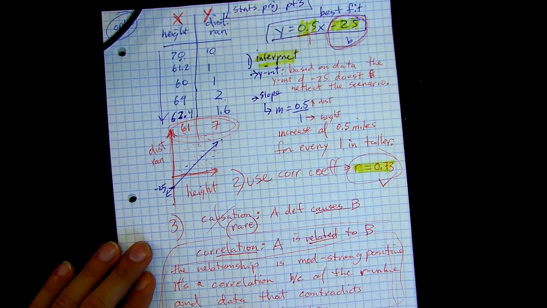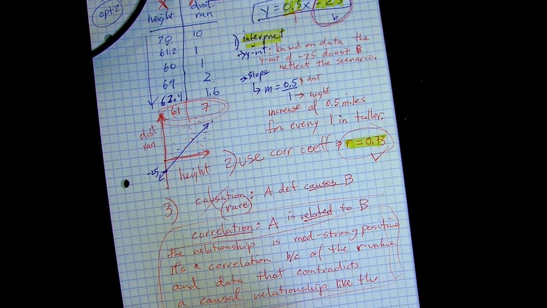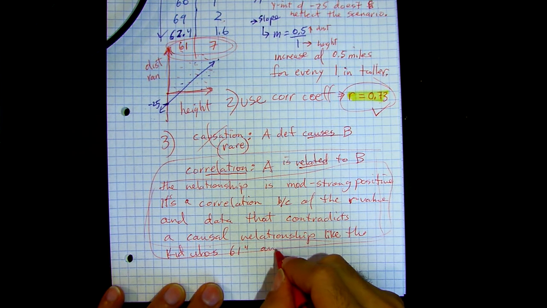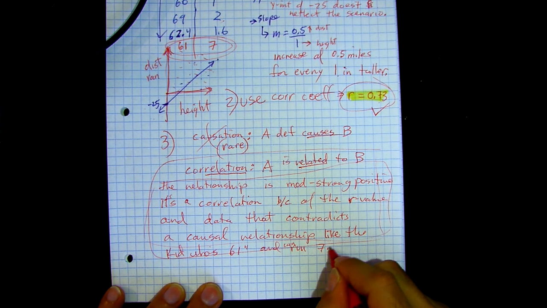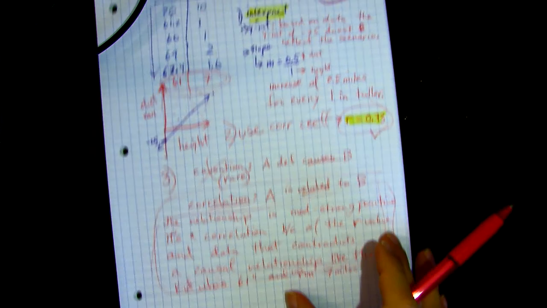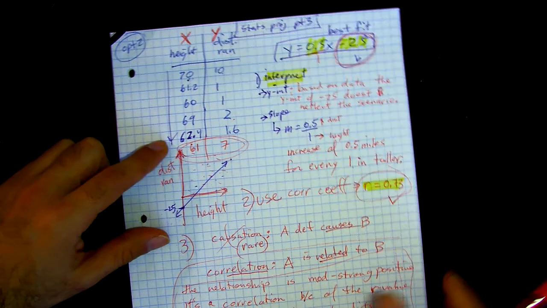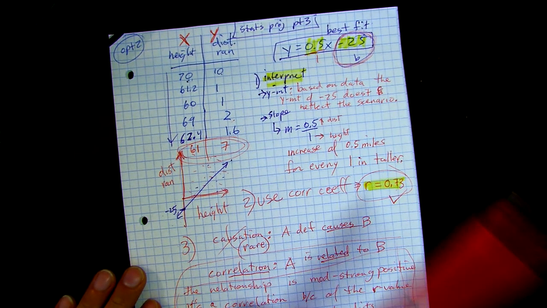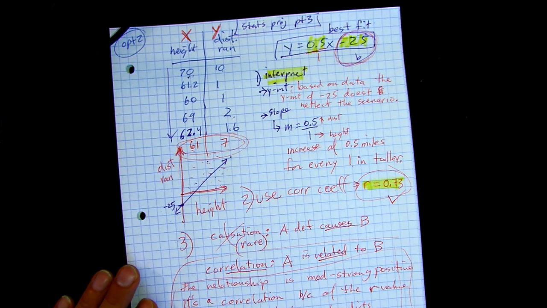So there's data that contradicts a causal relationship, like the kid who's 61 inches and can run, let's see, 7 miles, right? If it was causal, then this kid would be running probably a similar amount as the 60-inch and 61.2-inch tall kids, but this 61-inch tall kid can run 7 miles. So this is an example of why it's not a causal relationship, that if you're taller, you run further. You could point out a contradiction like that makes it not causal.